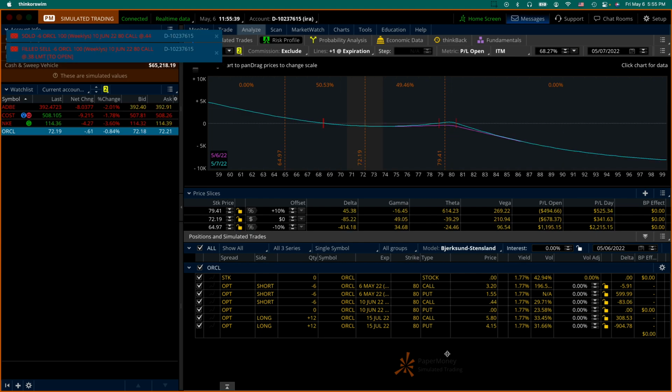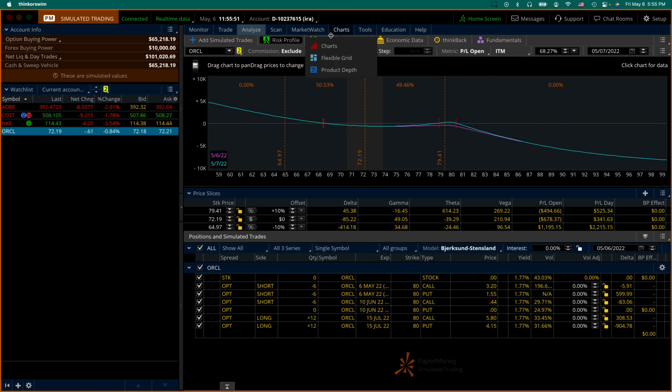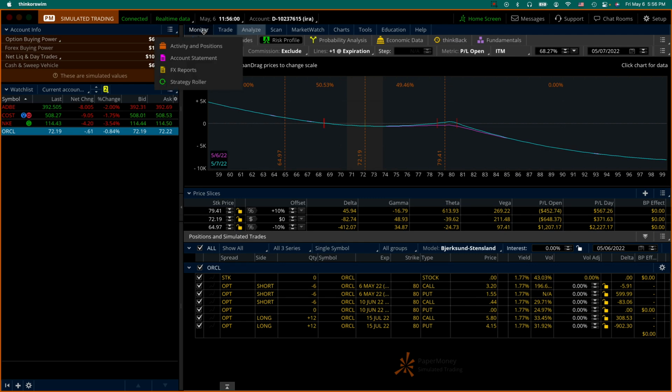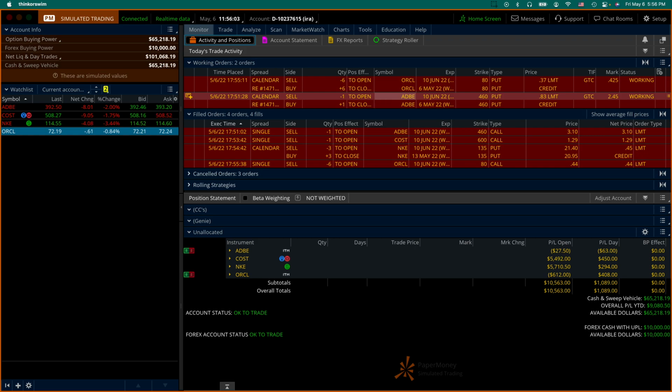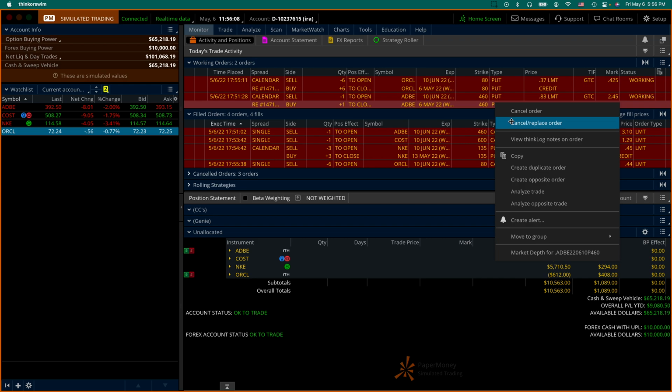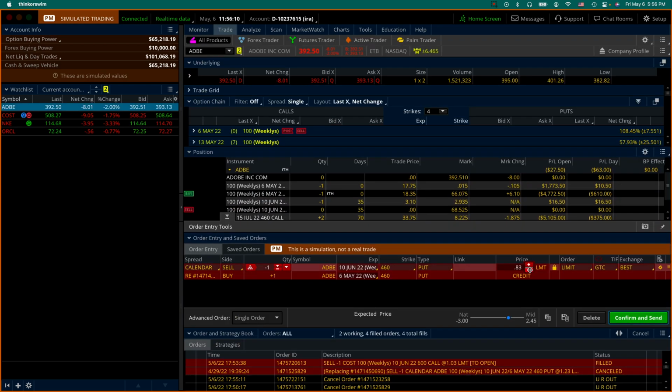Also, you may want to adjust your position so that it's more towards delta neutrality. For example, here is your Oracle at minus 85. We have adjusted it, so we have the call, the put is not. Before I go to that, we need to make sure these positions are filled before I go adjusting anything. Let's reduce this further.